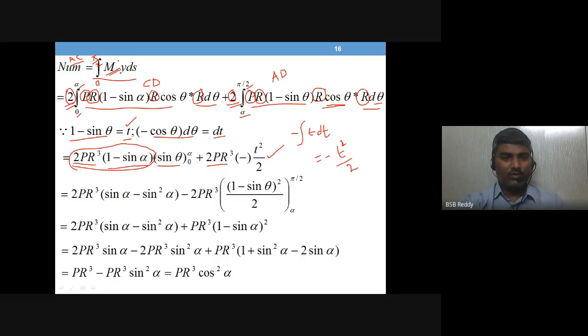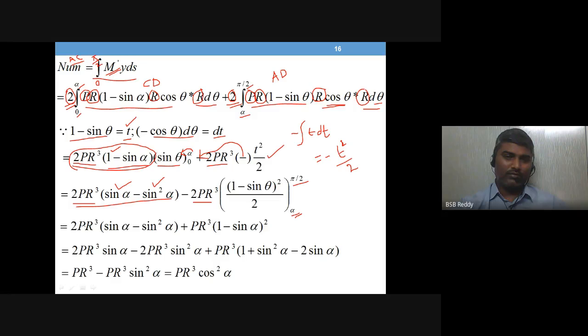Right, so first term 2 PR cube, and the upper limit alpha, if you substitute, it will become sine alpha, sine 0 is 0. So sine alpha multiplied by this term, sine alpha into sine alpha, sine square alpha. So this is the first term. Second term 2 PR cube, minus taken outside, t square by 2. What is t now? 1 minus sine theta whole square by 2. Limits alpha to pi by 2 again.